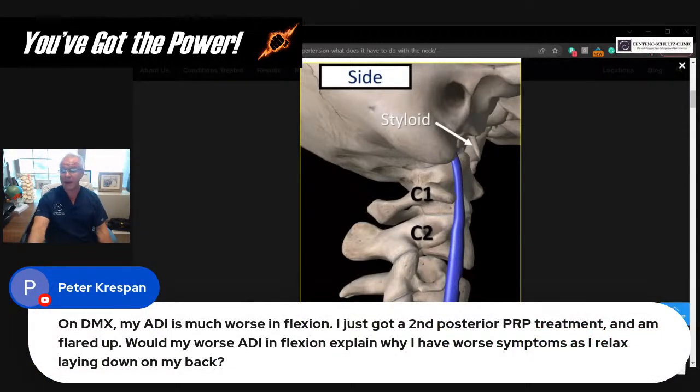On DMX, my ADI is much worse than flexion. I just got a second posterior PRP treatment and I am flared up. Would my worse ADI and flexion explain why I have worse symptoms as I relax laying down on my back?